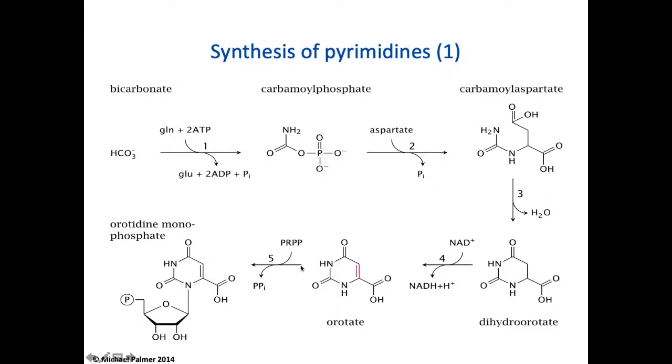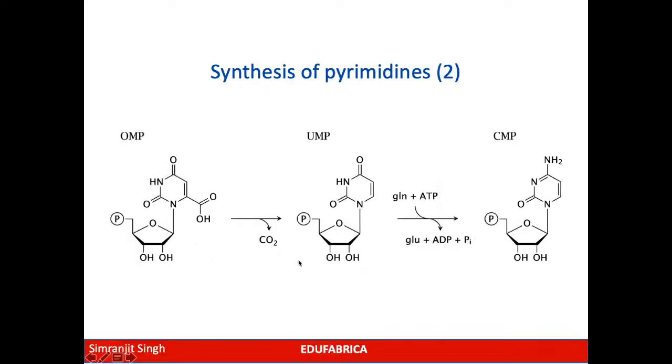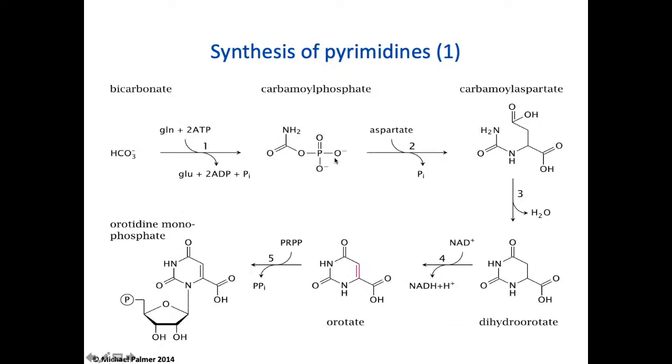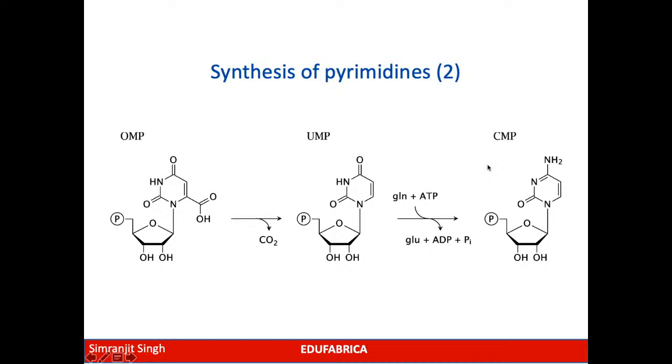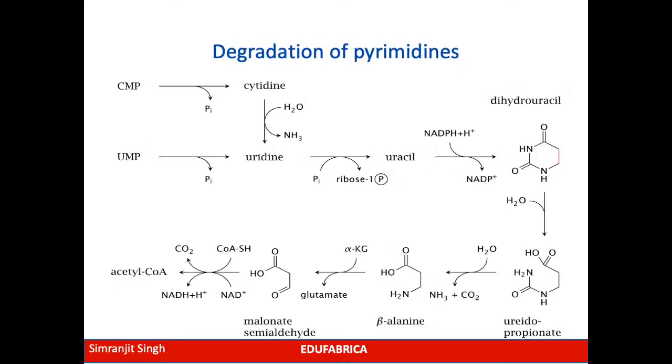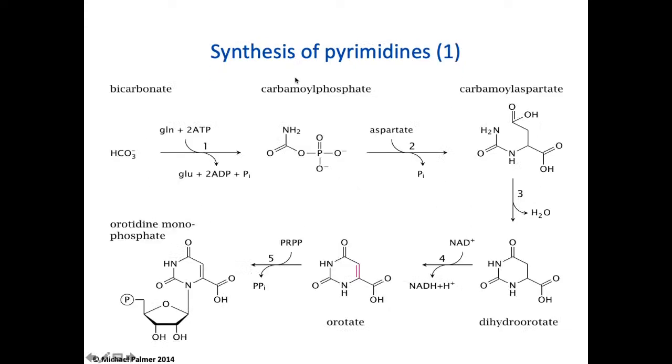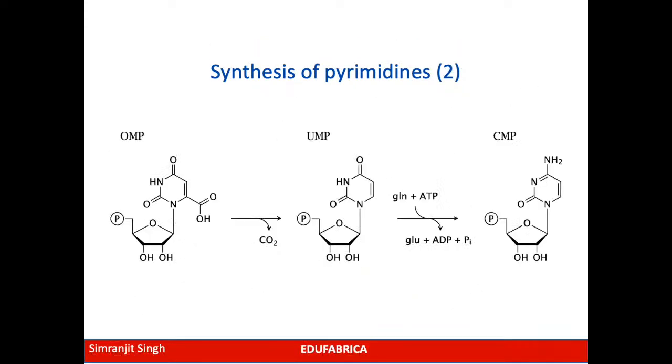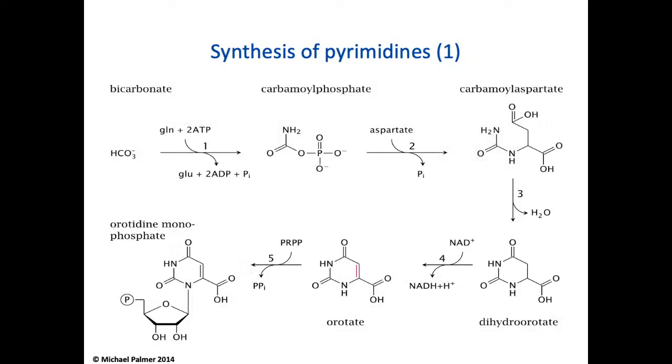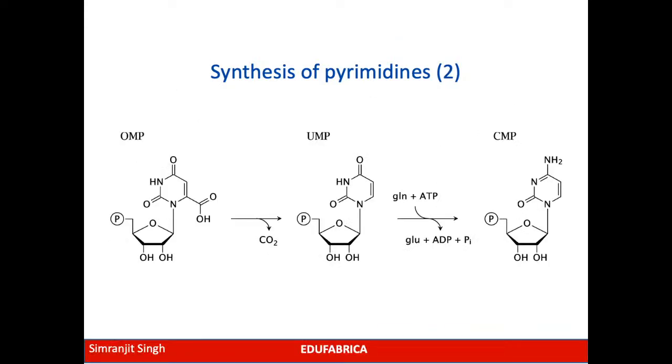Orotidine monophosphate in the presence of PRPP. Then from orotidine monophosphate, OMP, uridine monophosphate is produced, and then CMP is produced further. This was the synthesis of how your pyrimidines are produced, right? This is uracil monophosphate and this is cytidine monophosphate.